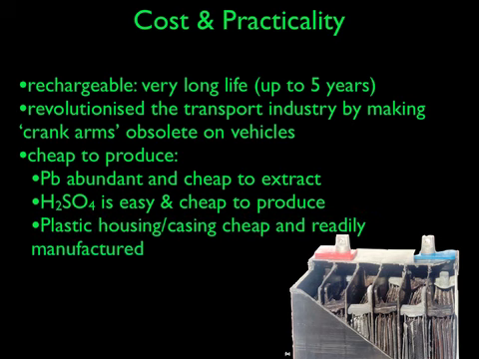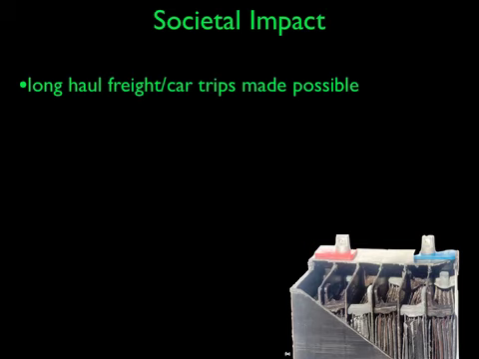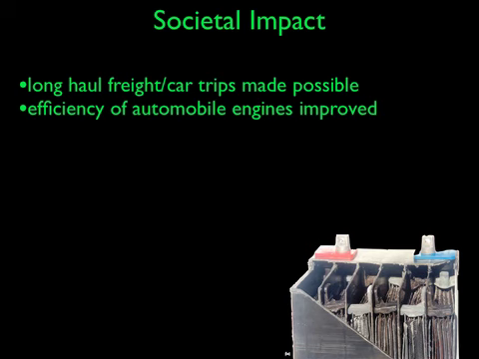The plastic housing and casing is sourced from crude oil, which is not great, but it's very cheap at this stage and quite robust and a good housing for these cells. It's quite serviceable too, which means that if you have a shorting out of the battery, you may not need to replace it. You can probably get it serviced. The impact on society means that it gave rise to long-haul freight and car trips that were now possible as the battery continually recharges when the car is in motion.